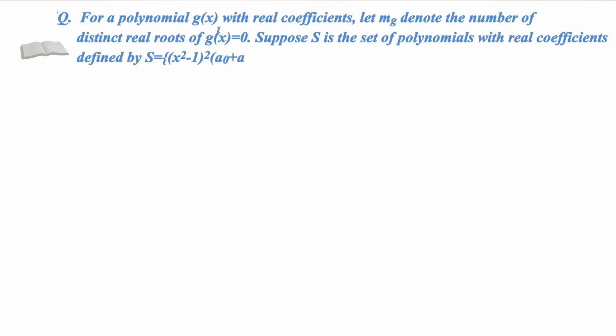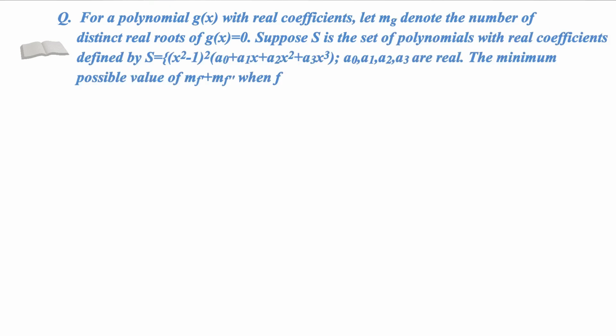For a polynomial g of x with real coefficients, let mg denote the number of distinct real roots of g of x. Suppose S is the set of polynomials with real coefficients defined by S equal to x squared minus 1 squared multiplied by a0 plus a1x plus a2x squared plus a3x cube. Then the minimum value of m f dash plus m f double dash, where f belongs to the set S, is.